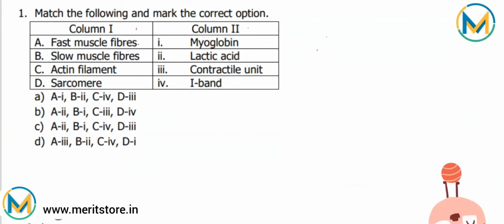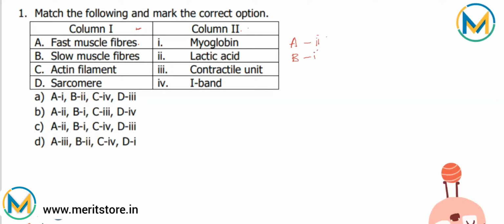First question, match the following and mark the correct option. Column 1 gives us an idea about different fibers and muscles, and column 2 is the depositions. So fast muscle fiber gets the deposition of lactic acid, A with 2. Then slow muscle fibers have a deposition of myoglobin. So this B pairs with 1.